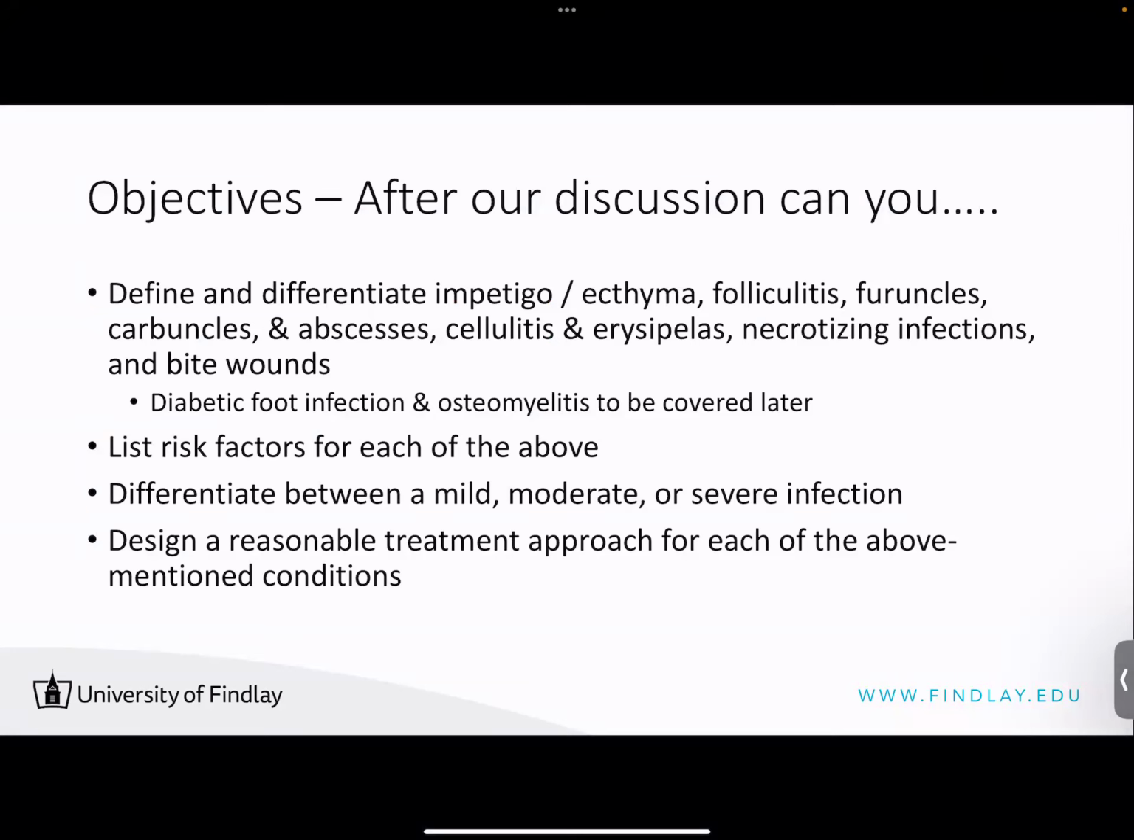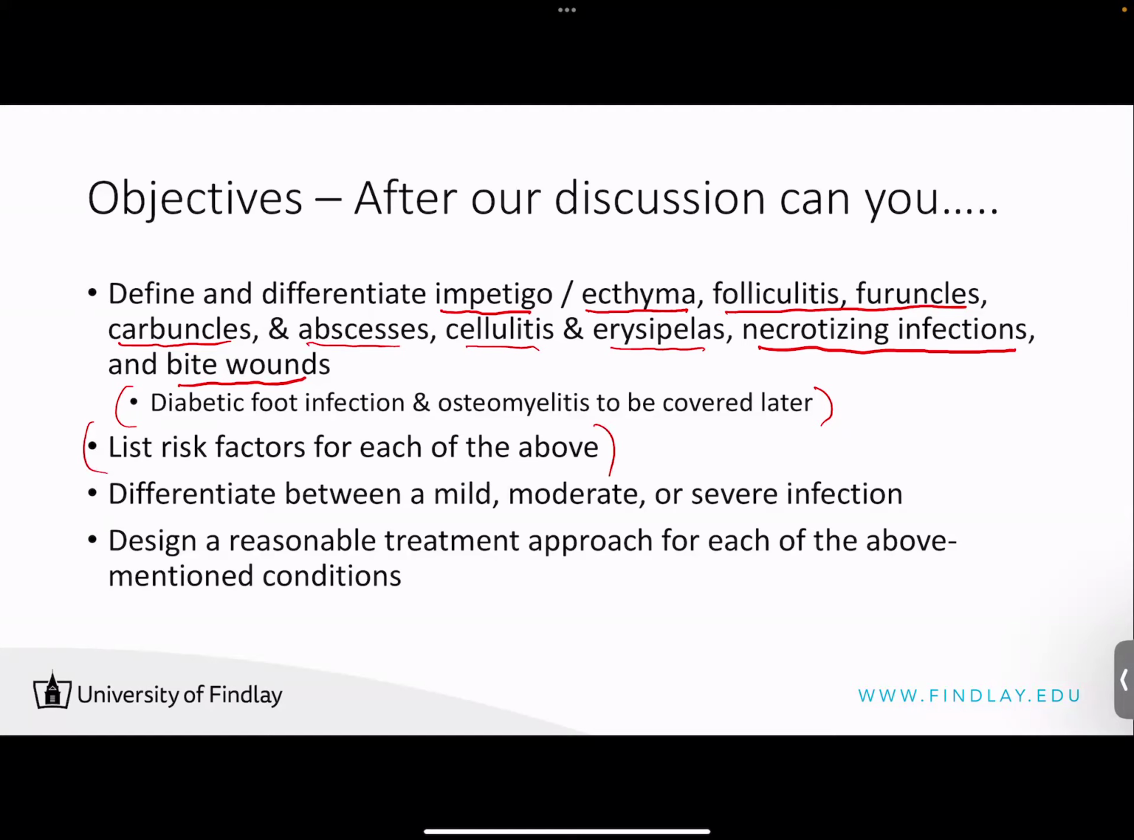All right. So here's our objectives. We're going to talk about an infection called impetigo, and then something a little bit deeper called ecthyma. We'll progress into some simple purulent infections, folliculitis, furuncles, and then carbuncles. We'll spend a little bit more time on abscesses. And then we'll get into cellulitis. We'll define what erysipelas is and differentiate cellulitis from erysipelas. And then we'll get into some more appetizing infections, like necrotizing fasciitis, and then bite wounds as well. We will cover these latter two infections, diabetic foot infections, and then osteomyelitis, but that'll be next week.